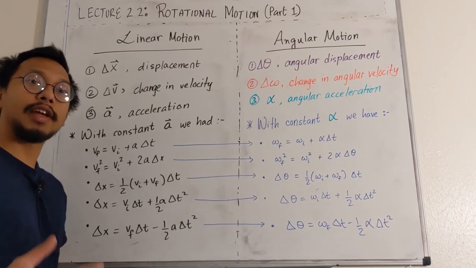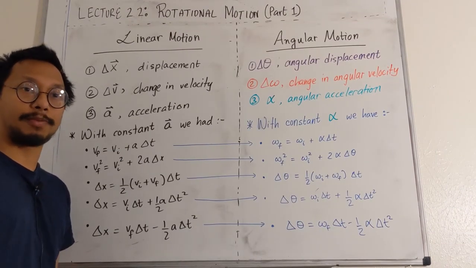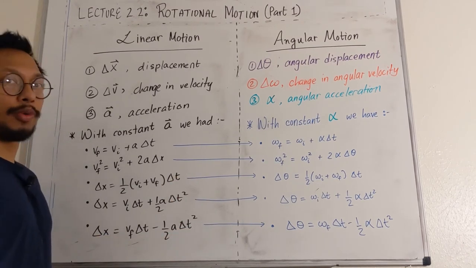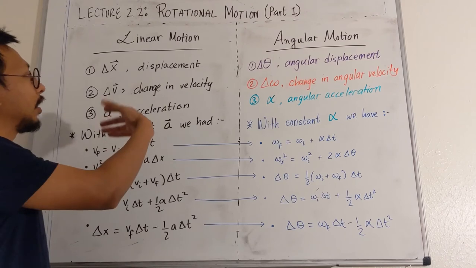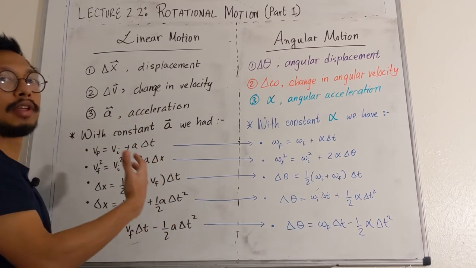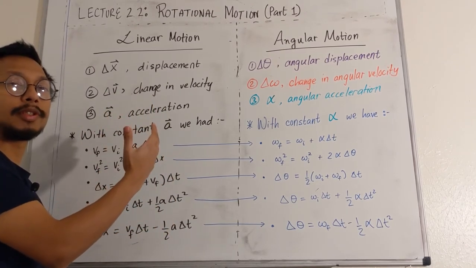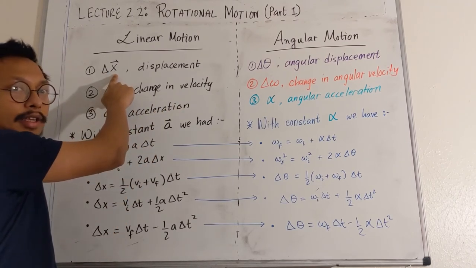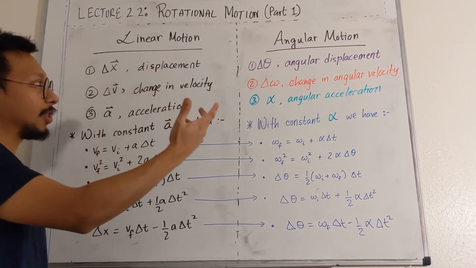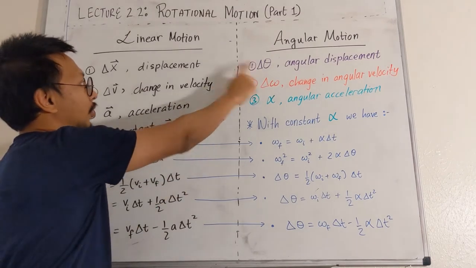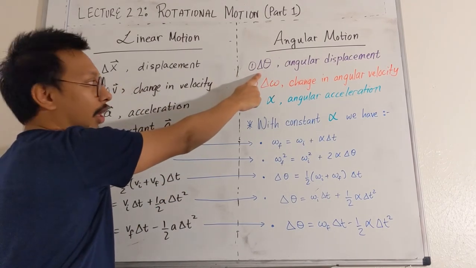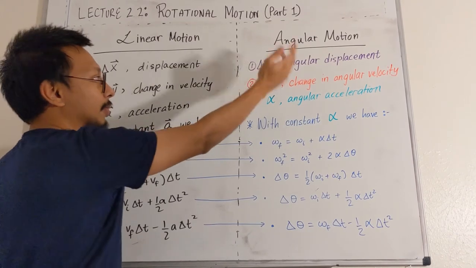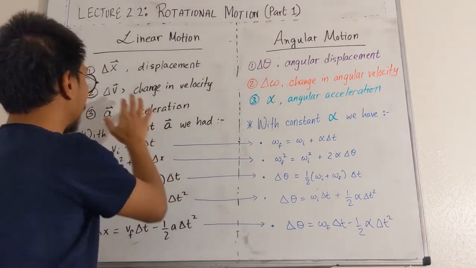Now it's time to connect the two different types of motion, linear motion and angular motion. How do we do that? Well, let's start off with seeing the corresponding quantities between linear and angular motion. In linear motion, we had delta x, which was nothing but change in displacement. In angular motion, its corresponding quantity is angular displacement, delta theta.